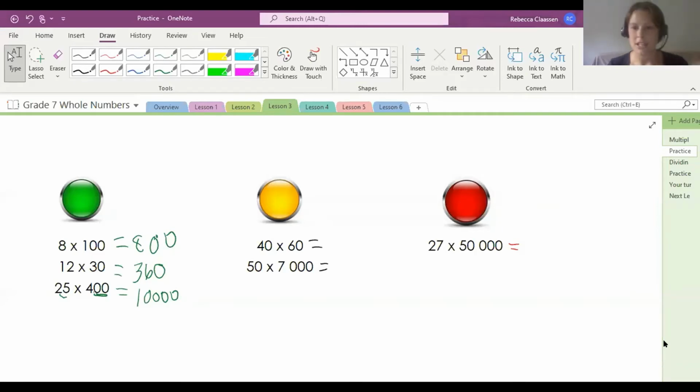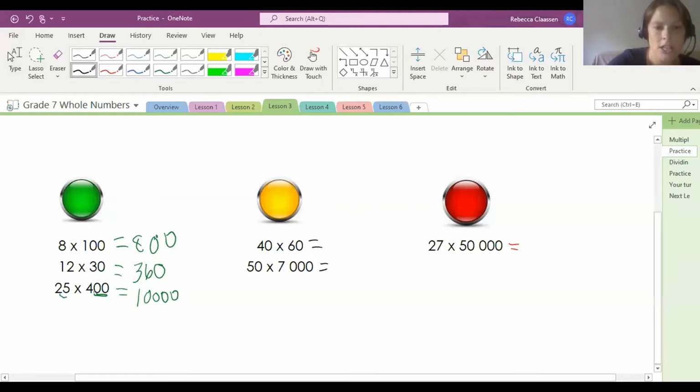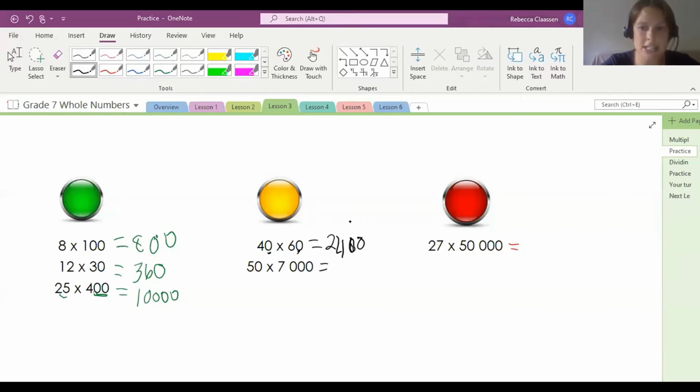Okay, yellows. Let's have a look at the yellows. Right, 40 times 60. I'm going to help you with the first one. I'm going to take 4 times 6, which is 24. And then I've got 2 zeros all together. So I'm going to put 2 zeros on the end. Sorry, that 0 looks a bit like a 6. My hand slipped. Okay, so I end up with 2,400. Can I see a smiley face in the chat section if you got it?